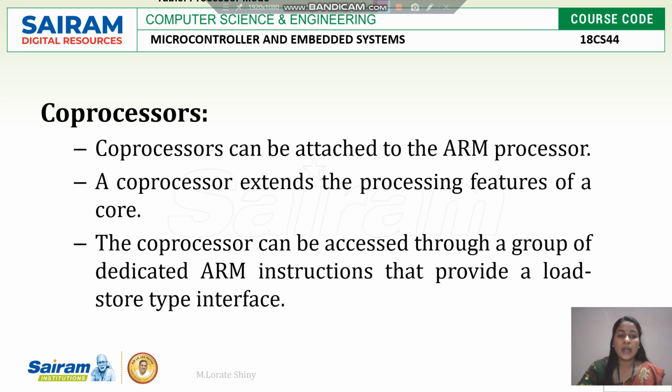And one more example, the ARM coprocessor 15. This ARM processor uses this coprocessor 15 to manage the memory, TCM, and cache memory. So like that, to support the main processor, another processor we can connect. These processors are called coprocessors or supporting processors.